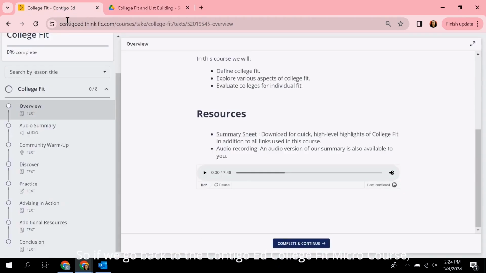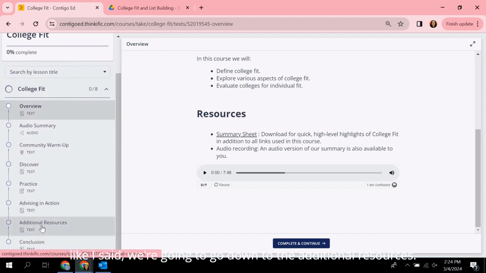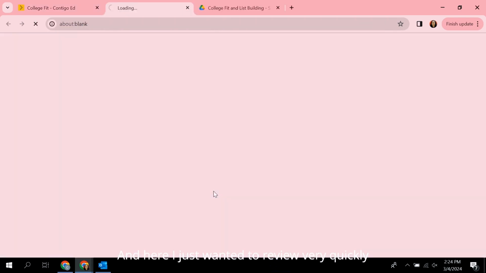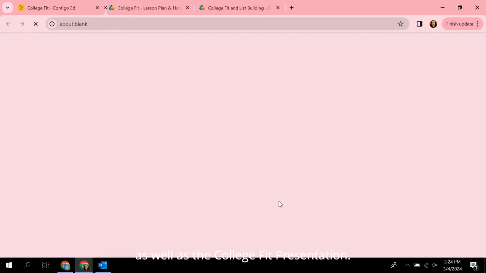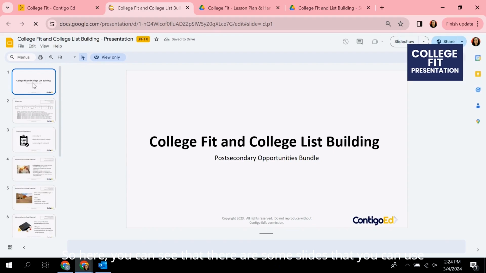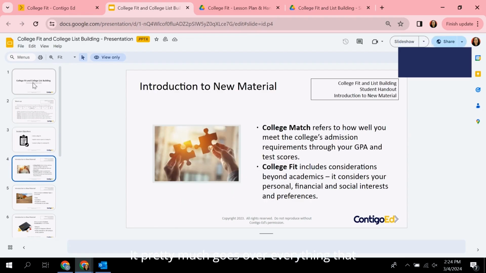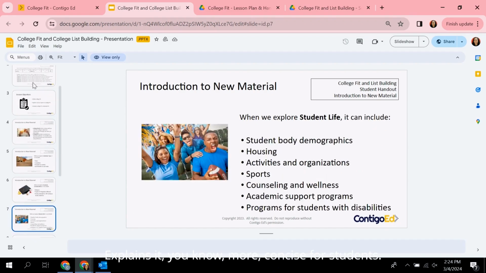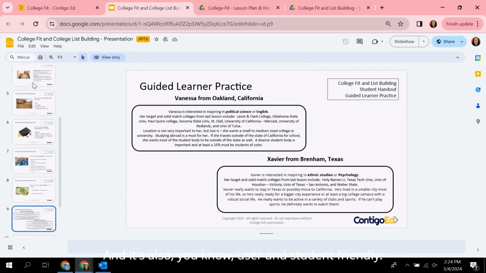So if we go back to the Contigo Ed College Fit microcourse, like I said, we are going to go down to the additional resources. And here I just wanted to review very quickly a lesson plan handout, as well as the College Fit presentation. So here you can see that there are some slides that you can use when meeting with your students. It pretty much goes over everything that I just talked about in the summary sheet, explains it more concisely for students, and it's also user and student friendly.